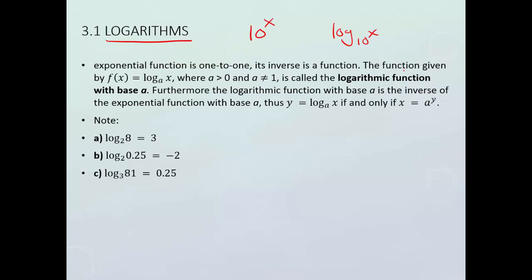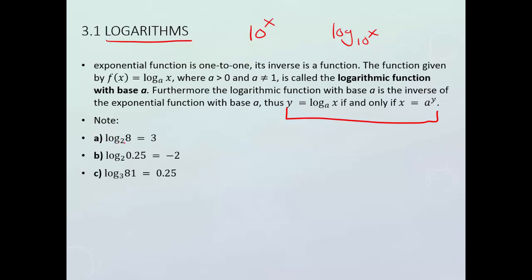inverse function. The function given by f of x equals log base a, where a is greater than 0 and a cannot equal 1, is called the logarithmic function with base a. Furthermore, the logarithmic function with base a is the inverse of the exponential function with base a, such that we have this here. Now these two are very integral, so make sure you note that.